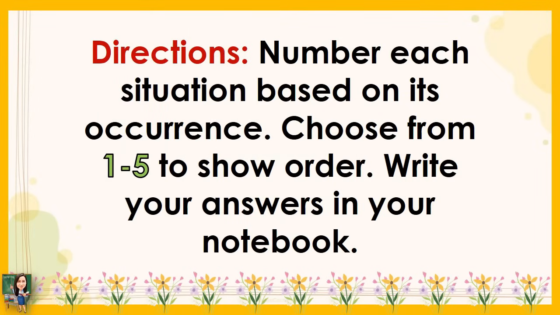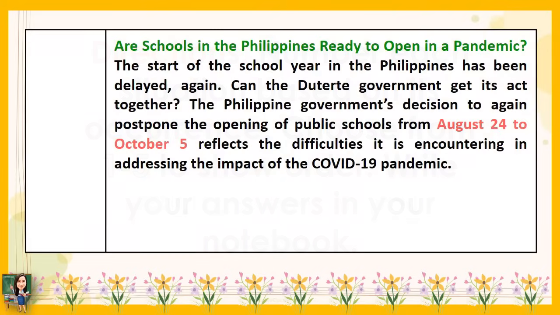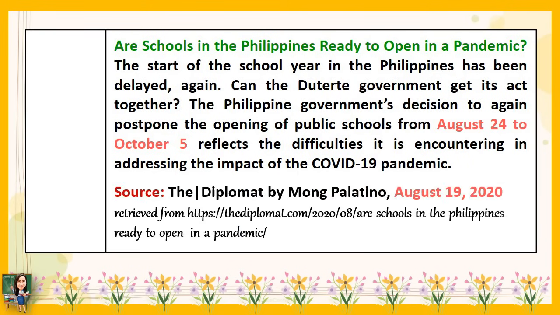Direction: Number each situation based on its occurrence. Choose from 1 to 5 to show order. Write your answers in your notebook. The title is, Are Schools in the Philippines Ready to Open in a Pandemic? So the date for this is from August 24 to October 5. This source is The Diplomat by Mong Palatino, August 19, 2020.